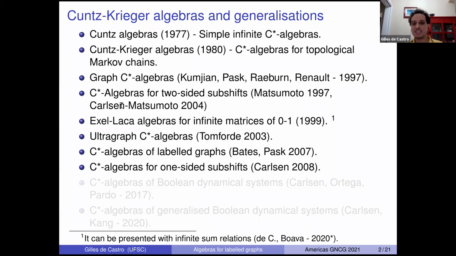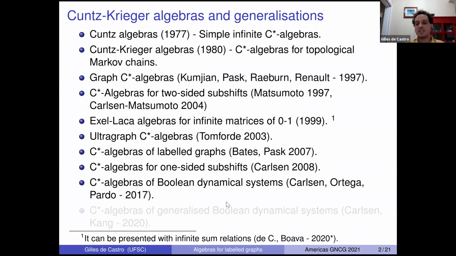And there are a little bit more generalizations in the shift case. Matsumoto considered two-sided subshifts, then Carlsen considered one-sided subshifts, so it has a different definition of an algebra. Well, after his paper, together with Bates and Pask, they showed that these algebras can also be modeled using labeled graphs. And then you realize when you study this algebra that it's really important to consider Boolean algebras and homomorphisms between Boolean algebras. Motivated by that, Carlsen, Ortega, and Pardo considered Boolean dynamical systems, which is not a direct generalization of labeled graphs. Again, you have a big intersection between the two of them, but they're not exactly the same.